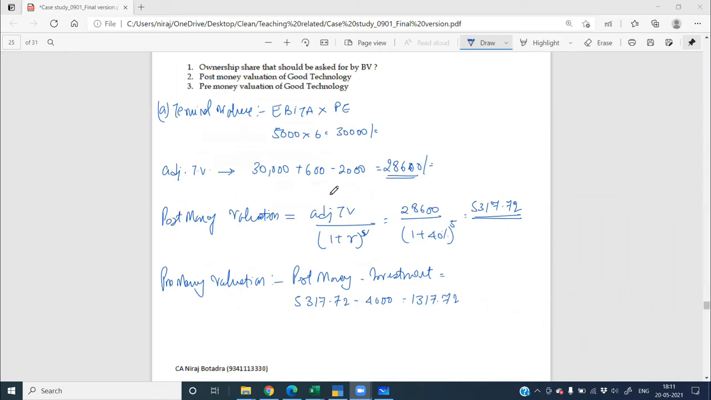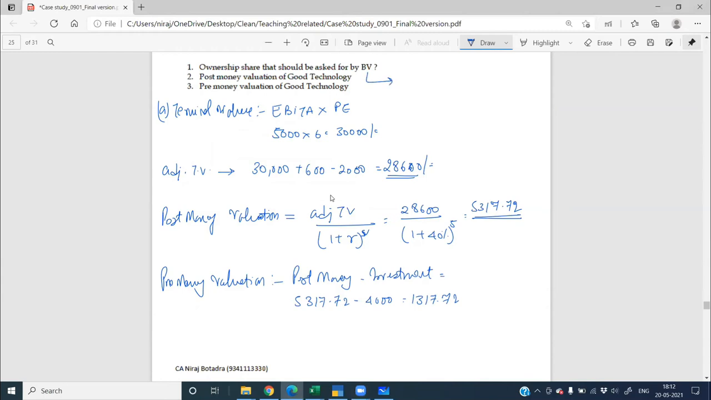Neeraj ji, like cash balance is there, could be other assets also, like other stock. Assets, yes sir, there could be. So you will add the asset, you will subtract the liability. Acha, number 2, in the first question, ownership share that should be asked for by BV.